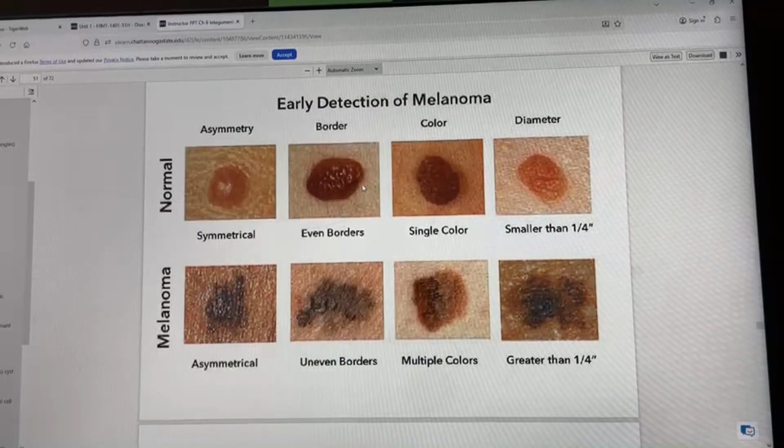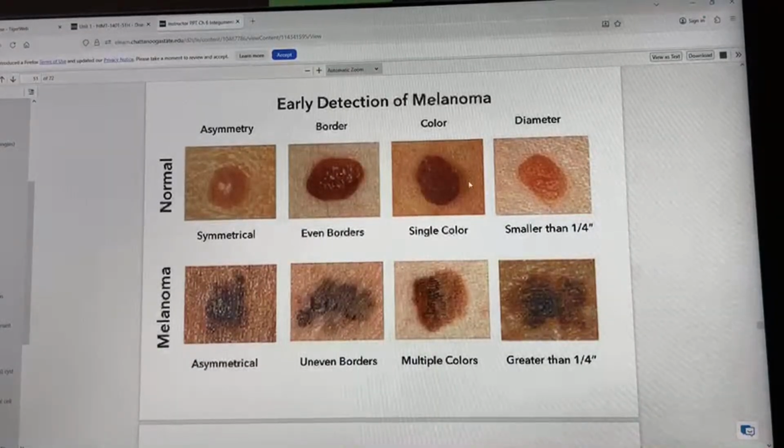Then we have border. You see how this one, the edges are smooth, right? Going around it. Even though this one is asymmetrical, it's not perfectly round, but the borders are smooth, whereas this one's borders are not smooth and jagged.